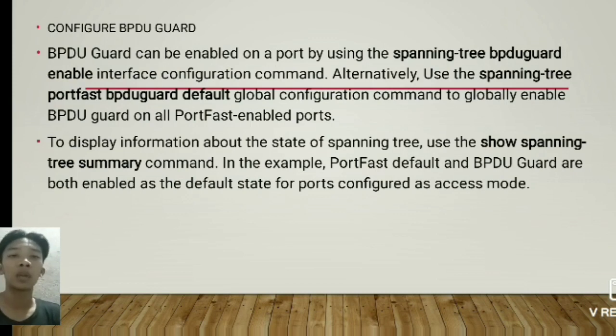Configure BPDU Guard. BPDU Guard can be enabled on a port by using the spanning-tree bpduguard enable interface configuration command. Alternatively, use the spanning-tree portfast bpduguard default global configuration command to globally enable BPDU Guard on all PortFast enabled ports. To display information about the state of spanning tree, use the show spanning-tree summary command. In this example, PortFast default and BPDU Guard are both enabled as the default state for port configuration as access mode.